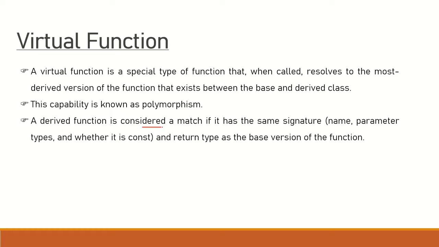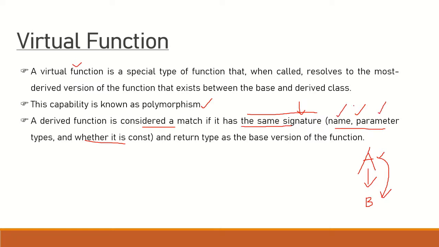A function is considered a match if it has the same signature. Be careful about this third point. Suppose we have two classes here, A further derived to B. If we want to support polymorphism using virtual functions in these two classes, then we should remember this very important point: we should use the same signature. What is the meaning of signature? It means the name of the function, the parameter types, whether the function is constant or not, and the return type. This signature should remain the same in A as well as in B.